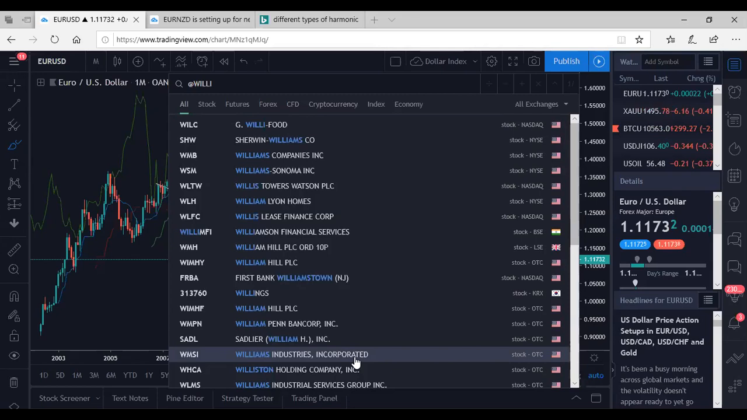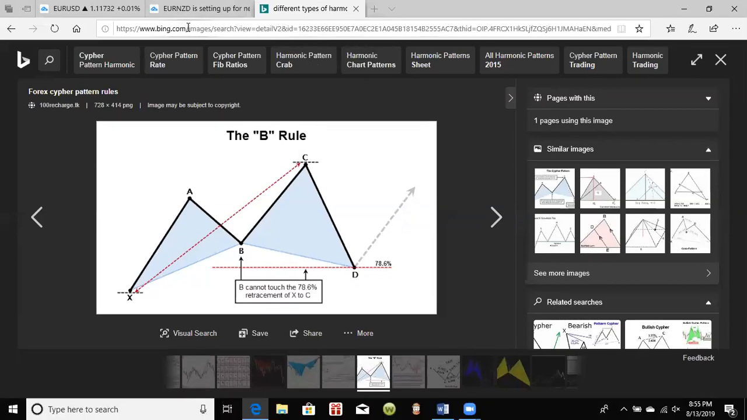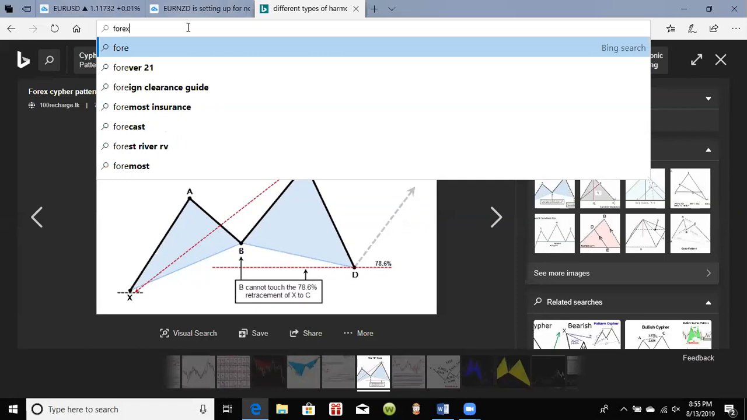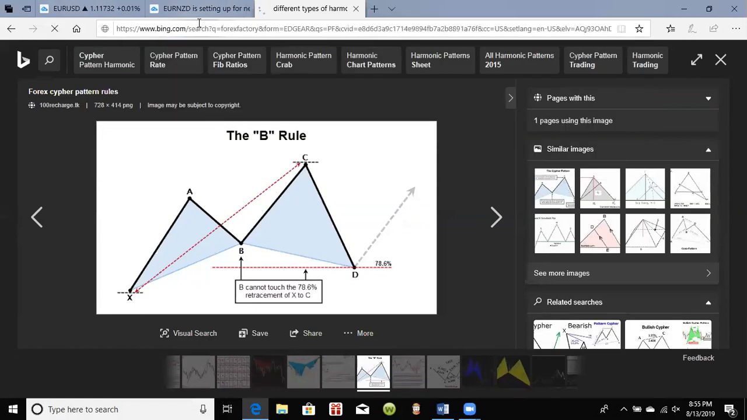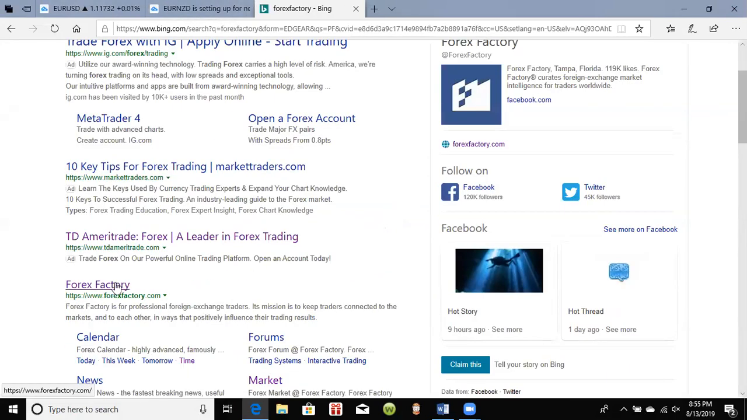Also, I do want to give you something else. It's good to know what's happening in the market. Let me do a new share. Forex Factory. Not sure if y'all are familiar with Forex Factory, but it pretty much tells you what's happening, right?